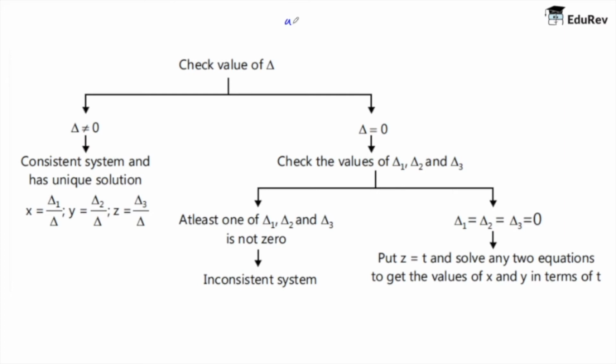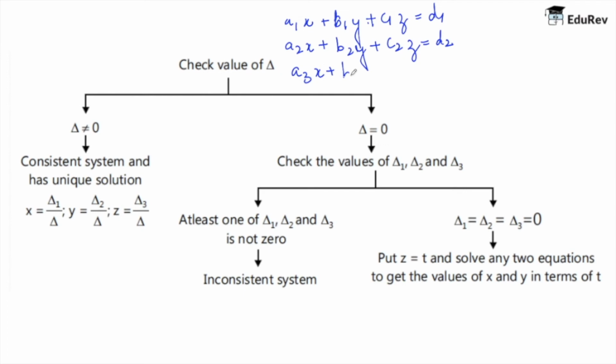Now let's suppose we have three equations, a1x plus b1y plus c1z equals to d1, and similarly a2x plus b2y plus c2z equals to d2, then a3x plus b3y plus c3z equals to d3. Now I need to find the solutions of these three equations.